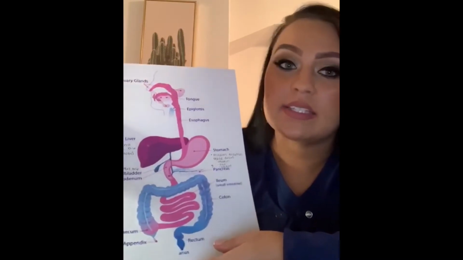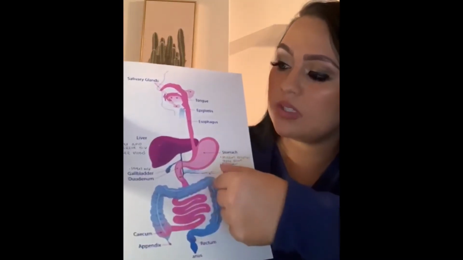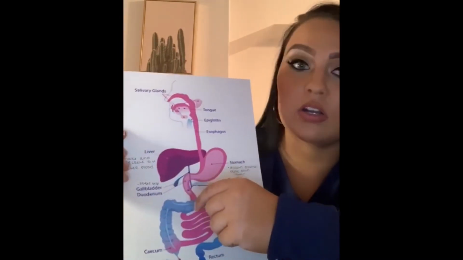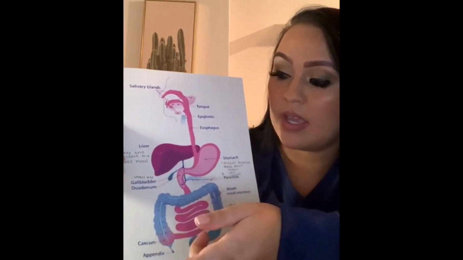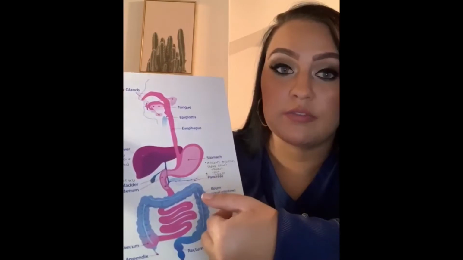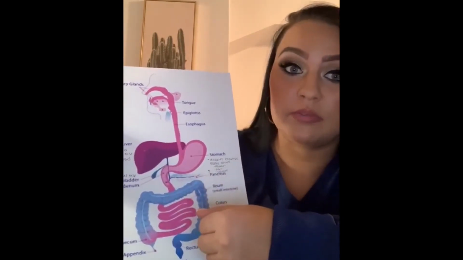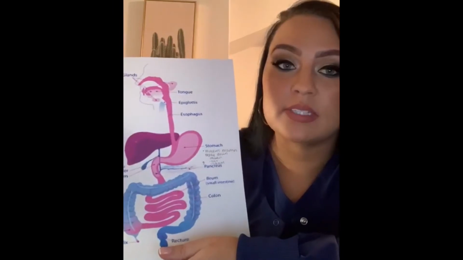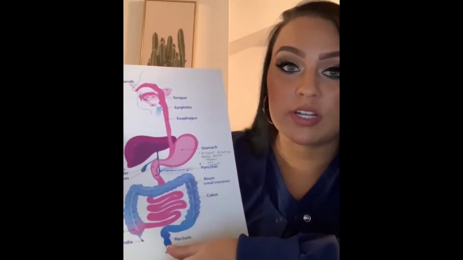Our liver makes and secretes bile, and it also filters our blood. So when the liver makes the bile, it secretes it then into our gallbladder where it is stored. So the gallbladder just stores the bile. And as we're digesting food and our intestines need the bile, our gallbladder will release it into our small intestines. We have our pancreas that secretes enzymes that we need to break down proteins, fats, and carbohydrates.